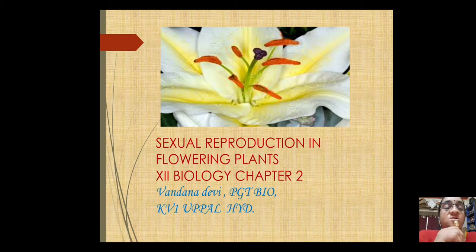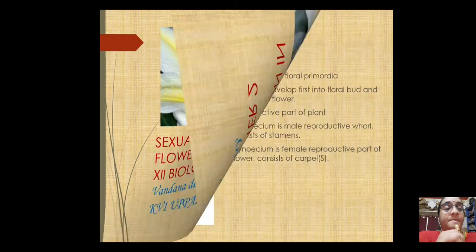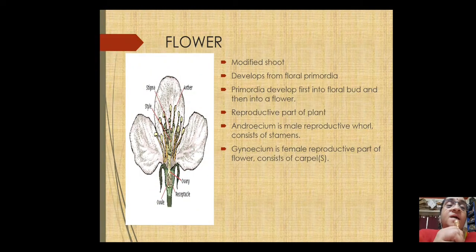So we'll begin the session with sexual reproduction in flowering plants, which is your second chapter. You pretty well know that a flower is a modified shoot. It develops from floral primordia. The floral primordia actually develop into the bud, and the bud in turn develops into the flower.